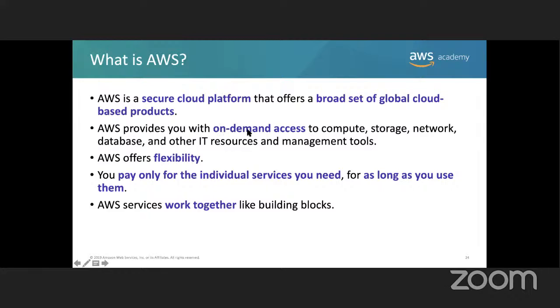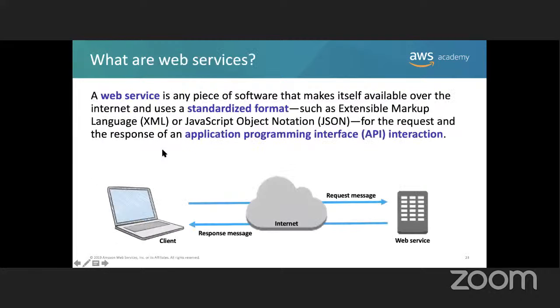AWS provides you with on-demand access to compute, storage, network, database, and other IT resources and management tools. Everything is on demand, with a pay-as-you-go pricing model. It is flexible. It's not rigid like a traditional deployment model. If you want it, you take it. If you don't want it, you don't take it. And you don't have to pay for what you don't use.